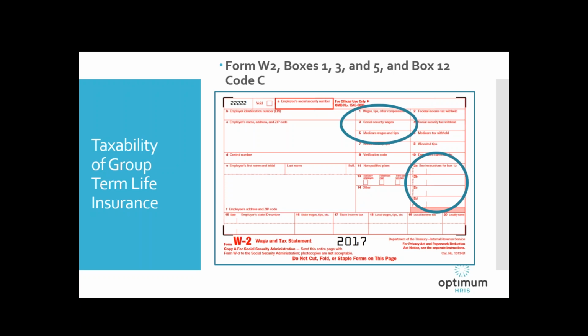Now, this doesn't mean that you put it in 12C. You would put the letter C in the first small box here in box 12. You might have several items that need to go in box 12, like 401k, or there are any number of things that you might need to report in box 12. But you'd put the code C in the first small box, and then the taxable benefit amount in the larger box to the right.